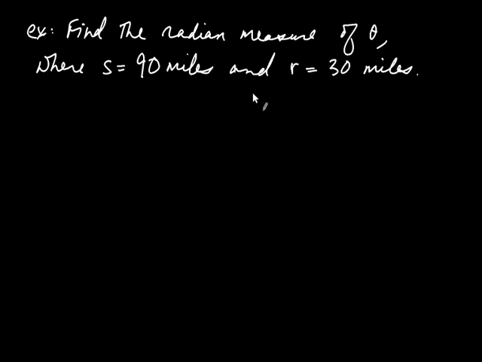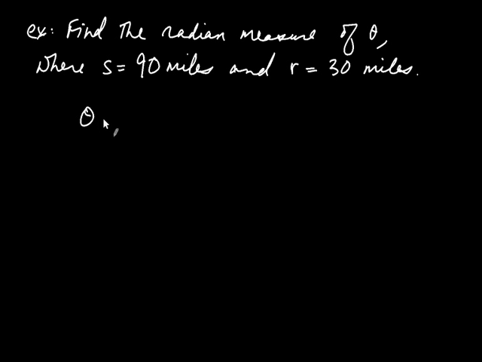Find the radian measure of the angle theta, where the arc length is 90 miles and the radius is 30 miles. So remember, these two have to have the same units, and they do, right? Both are in miles. So if we had a problem where one was in feet and the other one was in miles, we'd have to make sure they were both in feet or convert them both to miles, just as long as they're the same. But since they are the same, we can jump right to the equation.